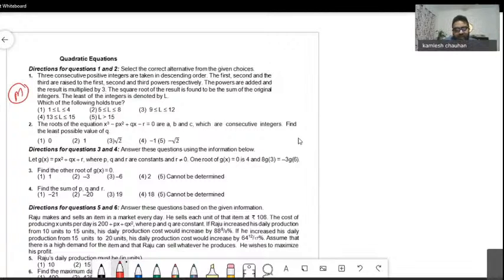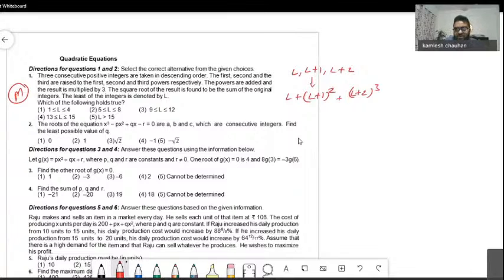Okay, the least of the numbers is denoted by L, so I can take the numbers as L, L plus 1, L plus 2. First one is the same, second one is squared, third one is L plus 2 whole cube. And we are given that when, okay, wait a second. Okay, powers are added and the result is multiplied with 3.